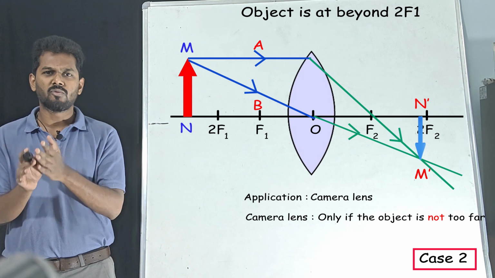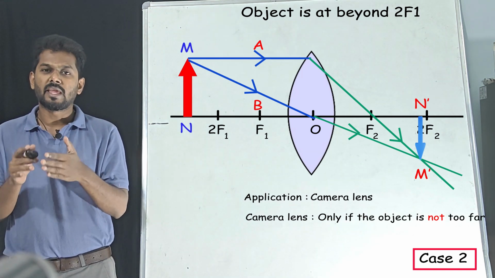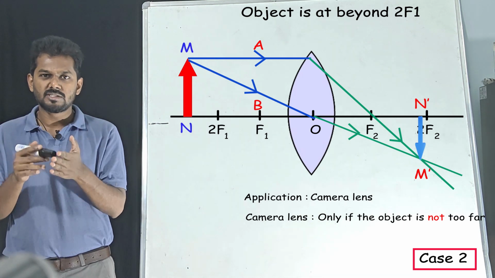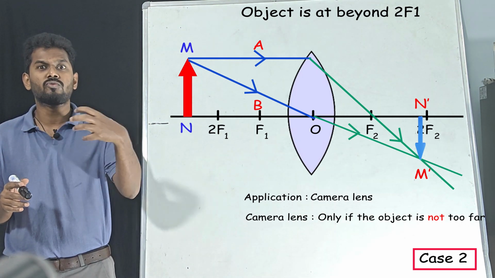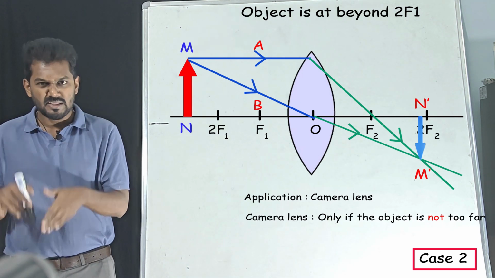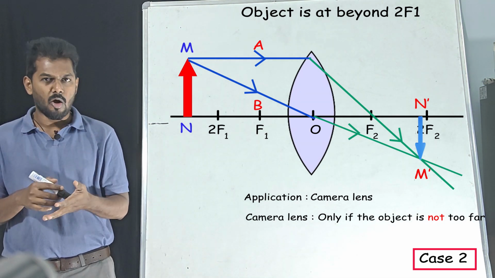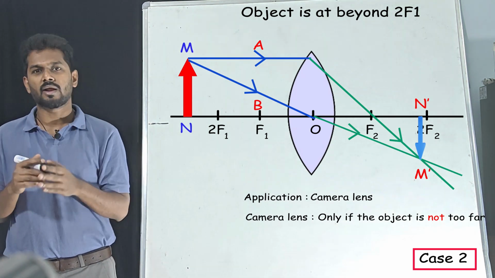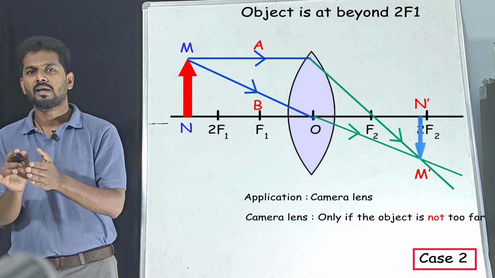How is it possible? How is case 2 different from case 1? Very simple. In case 1, it is used as a camera lens to photograph an object which is too far away from the lens. But in this case, it is used as a camera lens to photograph an object which is not too far away from the lens. This is the only difference between case 1 and case 2.